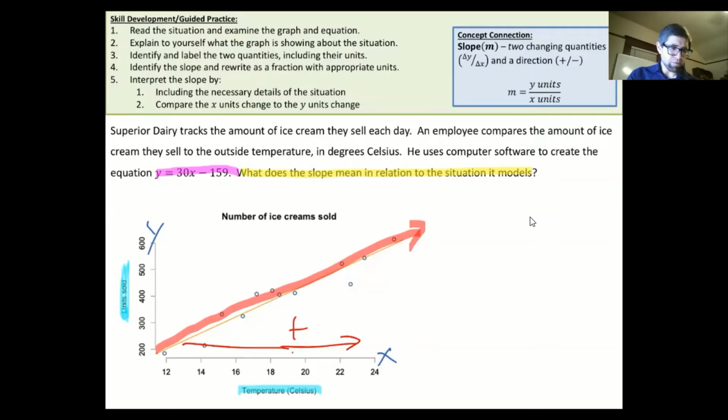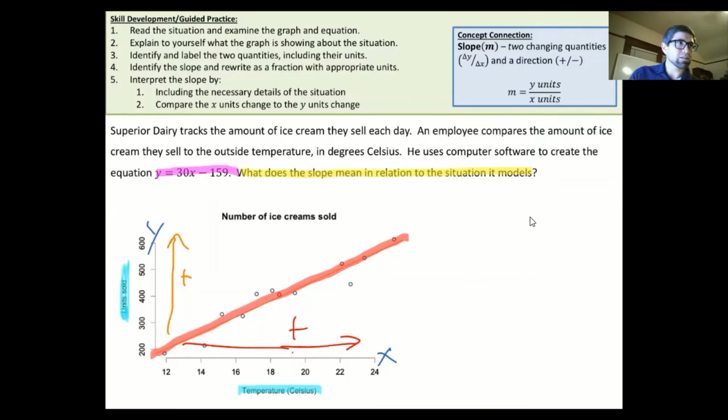Well, let me do this over again, maybe show you a little bit better what I'm talking about as I move up the graph. As I move up this line, I can see that I am definitely going positive from left to right on the x-axis, but I am also going positive on the y-axis. This line is going farther and farther up the y-axis as the temperature increases. So both of these are increasing together. As the temperature increases, so does the number of units sold.